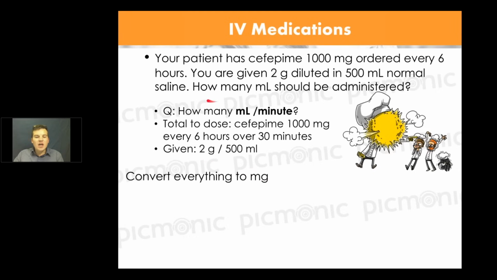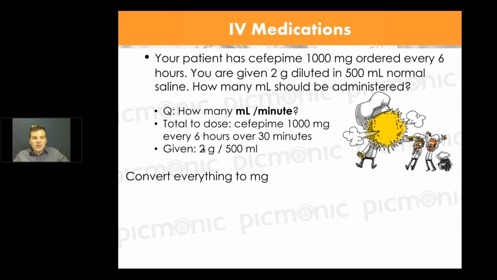But I fixed it in the next one. So how many milliliters should be administered? First off, how many milliliters per minute? The total to give is cefepime 1,000 milligrams every 6 hours over 30 minutes. So you've been given 2 grams in 500 milliliters. Definitely very confusing. And I agree, it's something you kind of have to stop and think about.